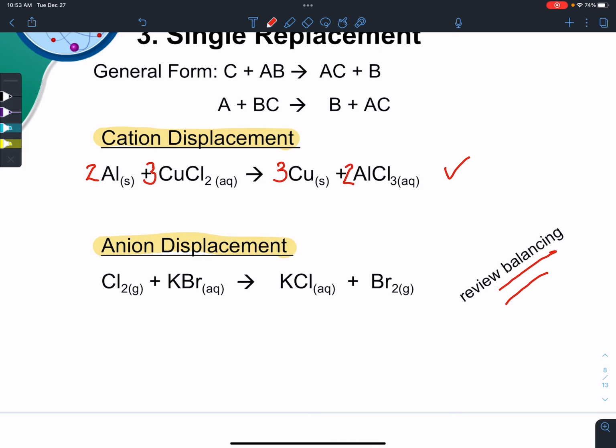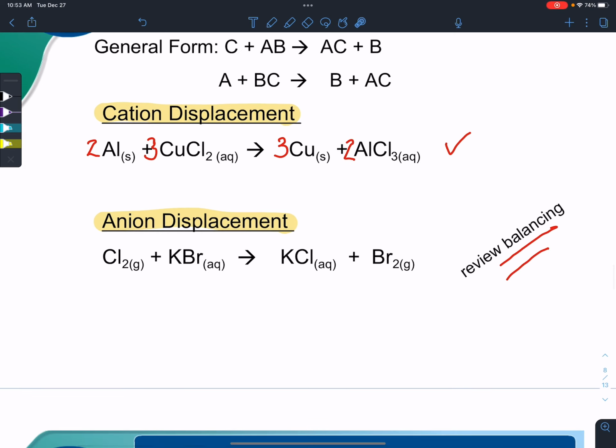This anion displacement is also unbalanced. Let's check it out. We've got 2 chlorines on the reactant side, and on the right-hand side, we have 1 chlorine. So immediately right off the bat, we know we're going to have to adjust that. So I'm going to put a 2 right here. Then we've got 1 potassium on the left-hand side, and because I've added that coefficient there, now I have 2 potassiums on the right-hand side. So what do I have to do? I need to go back and put a 2 right there.